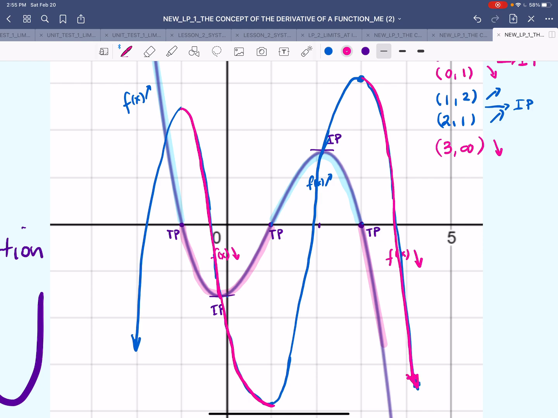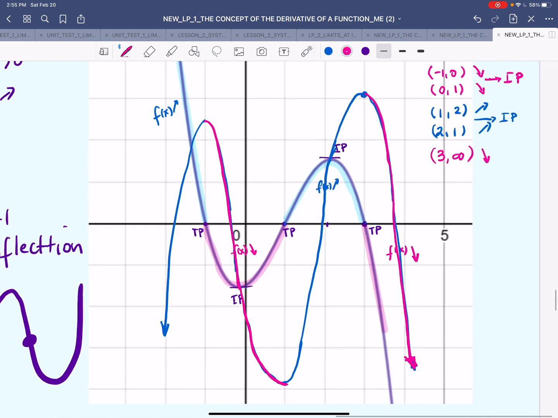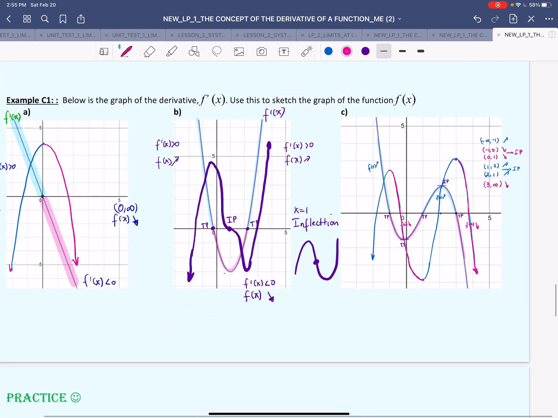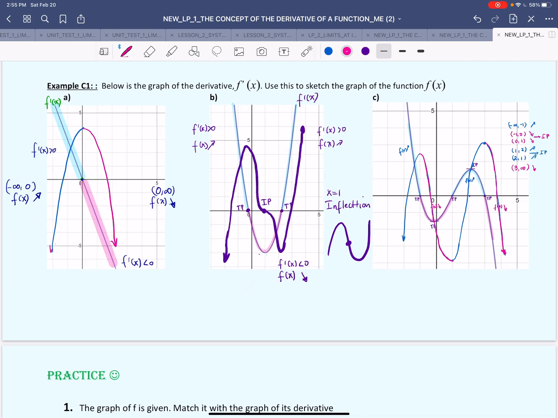And this is how we draw the graph of a function from its derivative. It seems a little bit more complicated when we draw the graph of a function from the derivative. Totally doable. All right, so I hope that you enjoyed this lesson again, and I hope everything made sense so far.